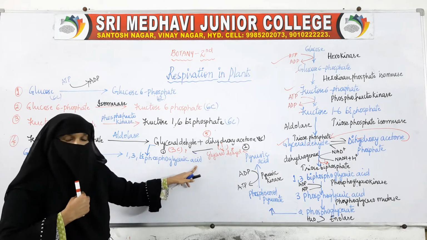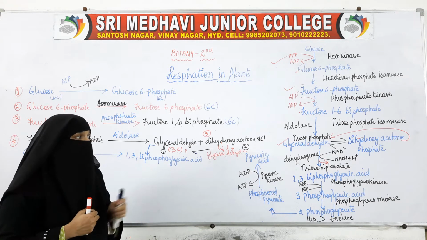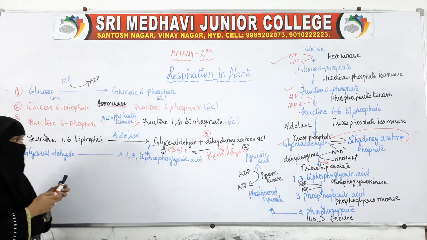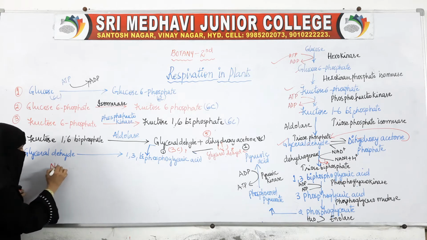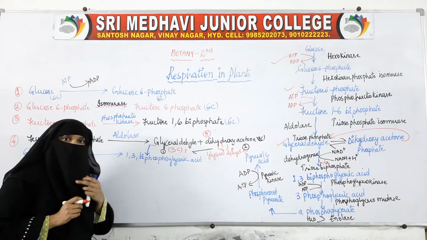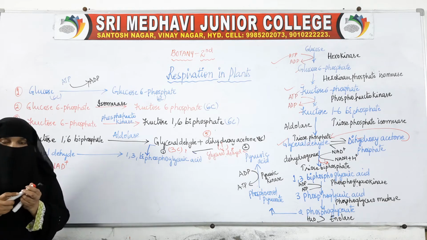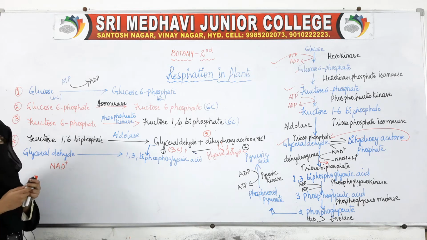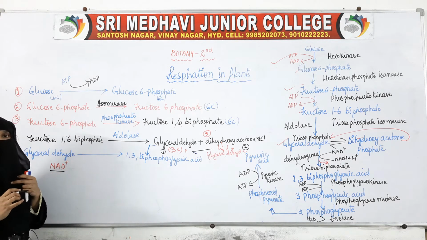Now, glyceraldehyde has changed into biphosphoglyceric acid. How is it happening? One more thing here: an oxidizing agent, NAD plus, which is present in the cytosol, that is the cytoplasm of the cell. So, this is the NAD plus. It is utilized.